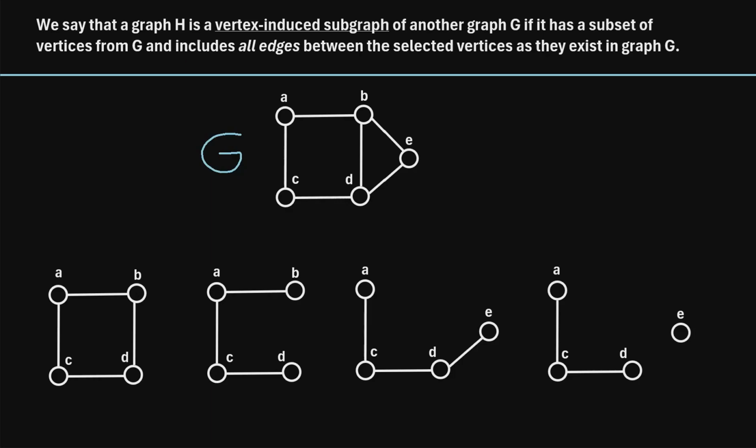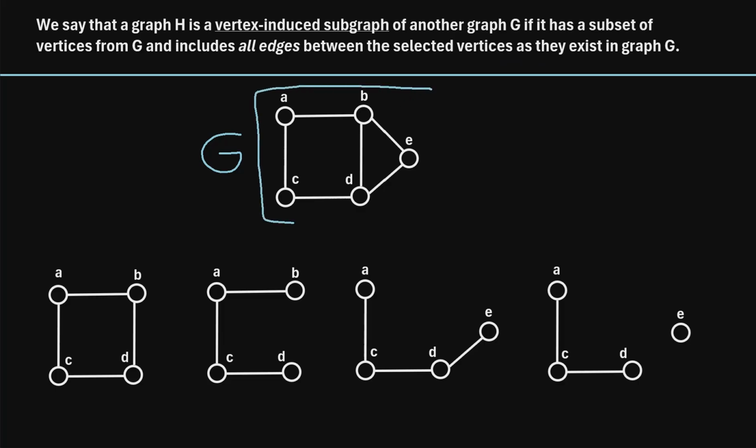In graph theory, we say that a graph H is a vertex-induced subgraph of another graph G if it has a subset of vertices from G and includes all edges between the selected vertices as they exist in graph G. So let's take a look at an example.